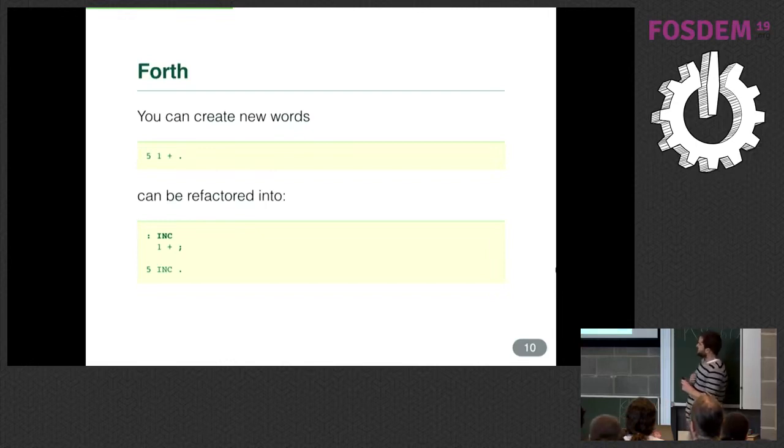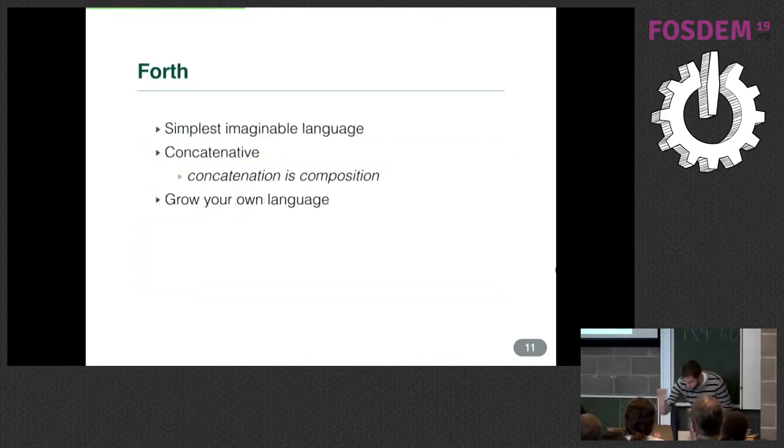The interesting thing here is you can take just 1 plus or any subsequence of words and extract it into your own definition. So we define here increment as 1 plus. So this property, the ability to extract any subset of words into your own definition, makes the language concatenative. And that's a property that's going to be very, very useful to reverse engineer the ROM, as time will show you.